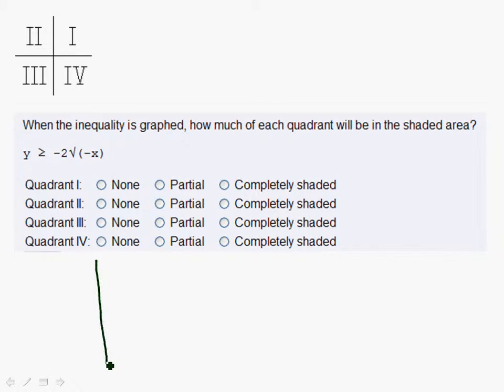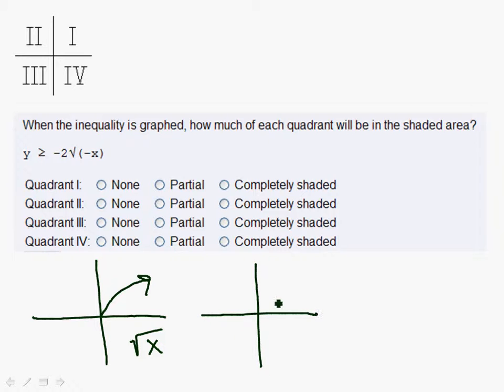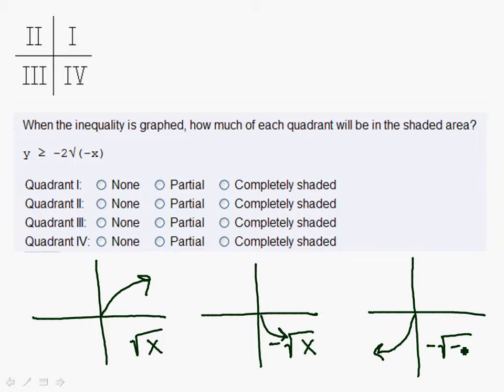So if we just think about our parent function alone, that's our parent function, that's square root of x. Okay, if we reflected it across the x-axis, we'd have negative square root of x. Okay, so that would be down here. And then if we reflected it again across the y-axis, this would be negative square root of negative x.